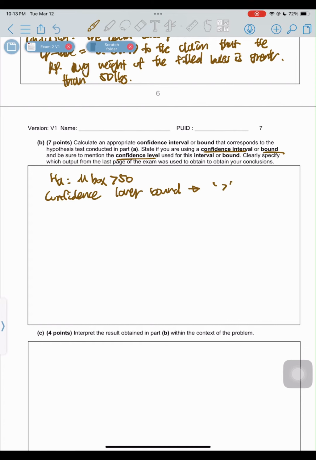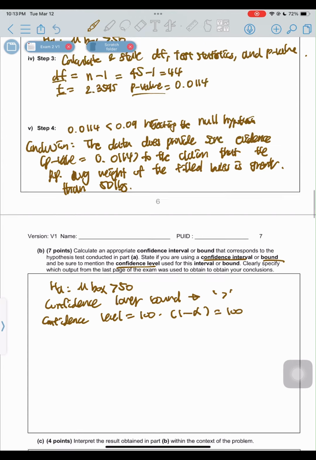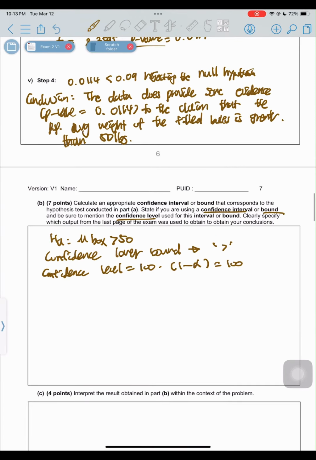So how do we calculate the confidence level? It's 100 times 1 minus alpha. Our alpha is given as 0.09. 1 minus 0.09 gives you 0.91, and 100 times that will give you 91%.